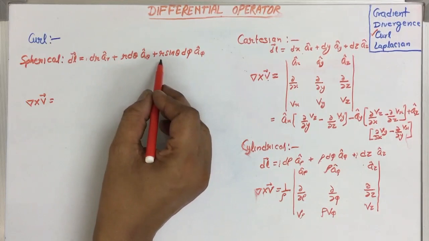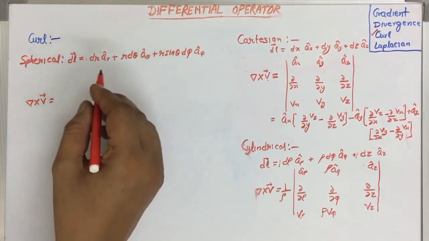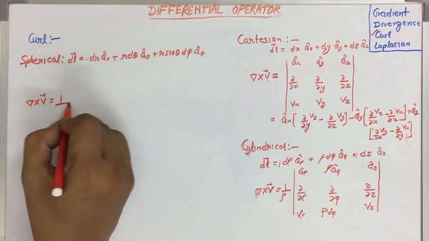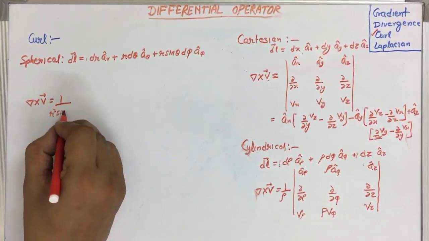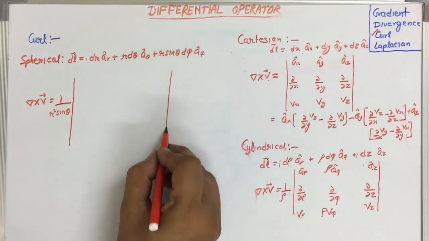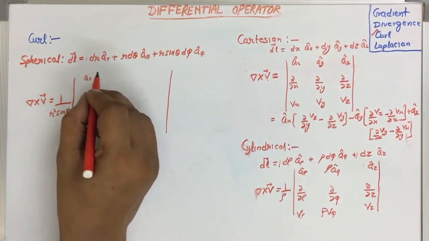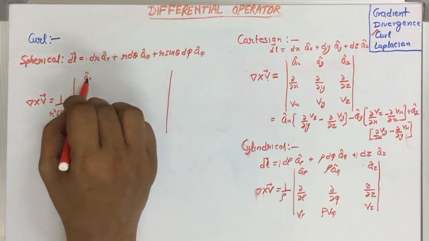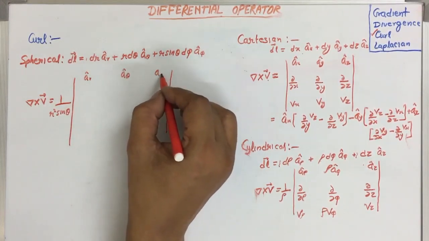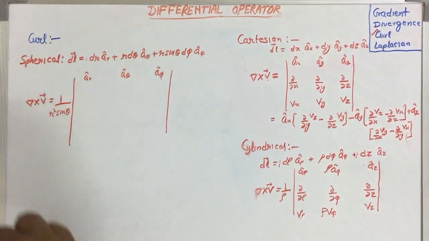1, r, r sine theta. So multiplying the coefficients, 1 multiplied by r multiplied by r sine theta, it will be 1 by r square sine theta. So this will be like that. Here a r, a theta and a phi are the unit vectors. If we recall, the coordinates in spherical form are r, theta and phi.